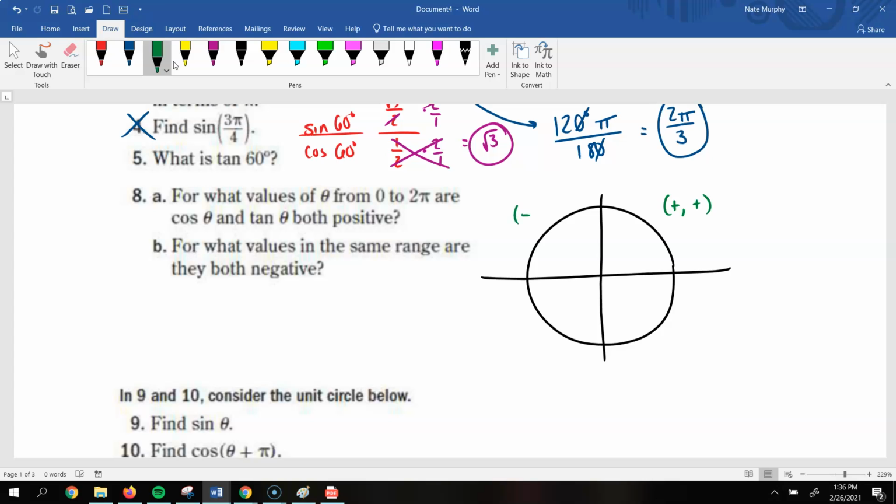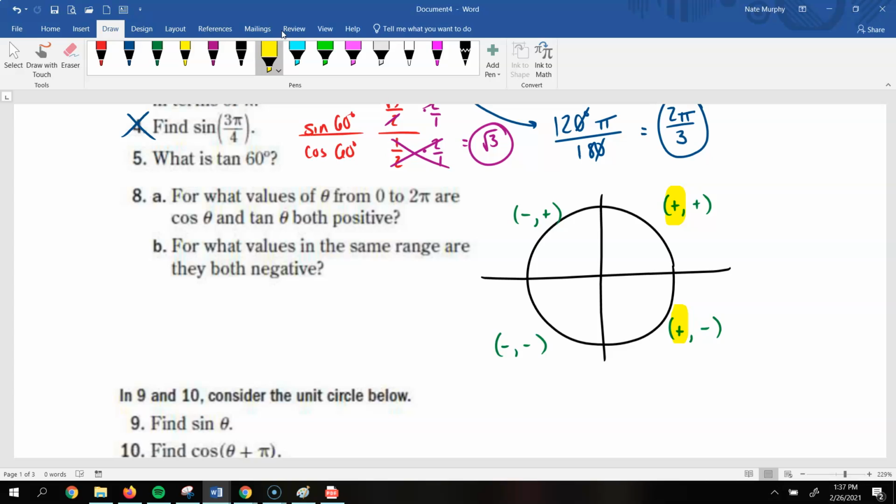Over here, this is where x is negative and y is positive. So this is where the cosine of the values will be negative and the sine of the values will be positive. Over here, everything is negative in quadrant 3. So the cosine and sine would both be negative. Over here, this is where the cosine would be positive, but the y would be negative. Okay, so it says, for what values are cosine and tangent both positive? Well, the cosine is positive here and here.